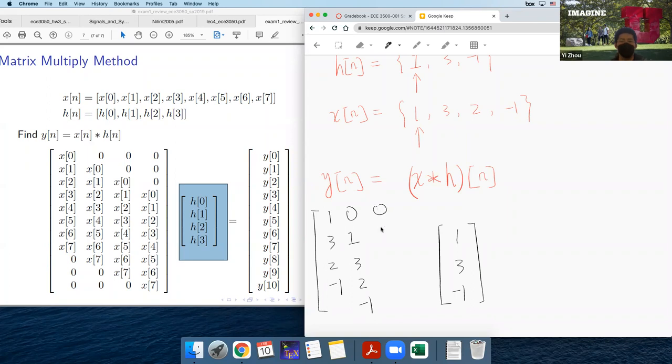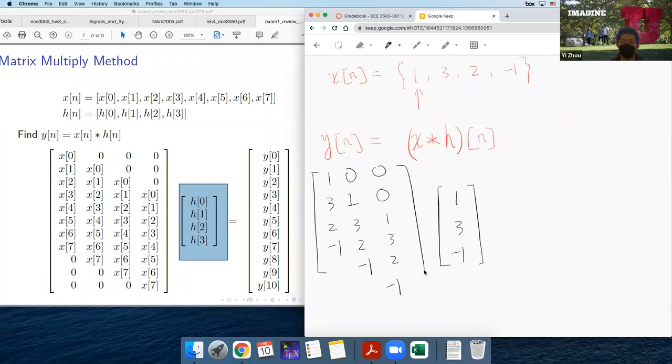And then we shift it again for the third column, 1, 3, 2, -1. And remember to fill up all the other entries with 0. Okay. So this is shifting the first column downwards. And then you do the matrix multiplication to get the convolution y[n]. So this is the y[n]. In particular, the first entry is y[0], so I'm going to put an arrow there to indicate that the first entry corresponds to time index 0.